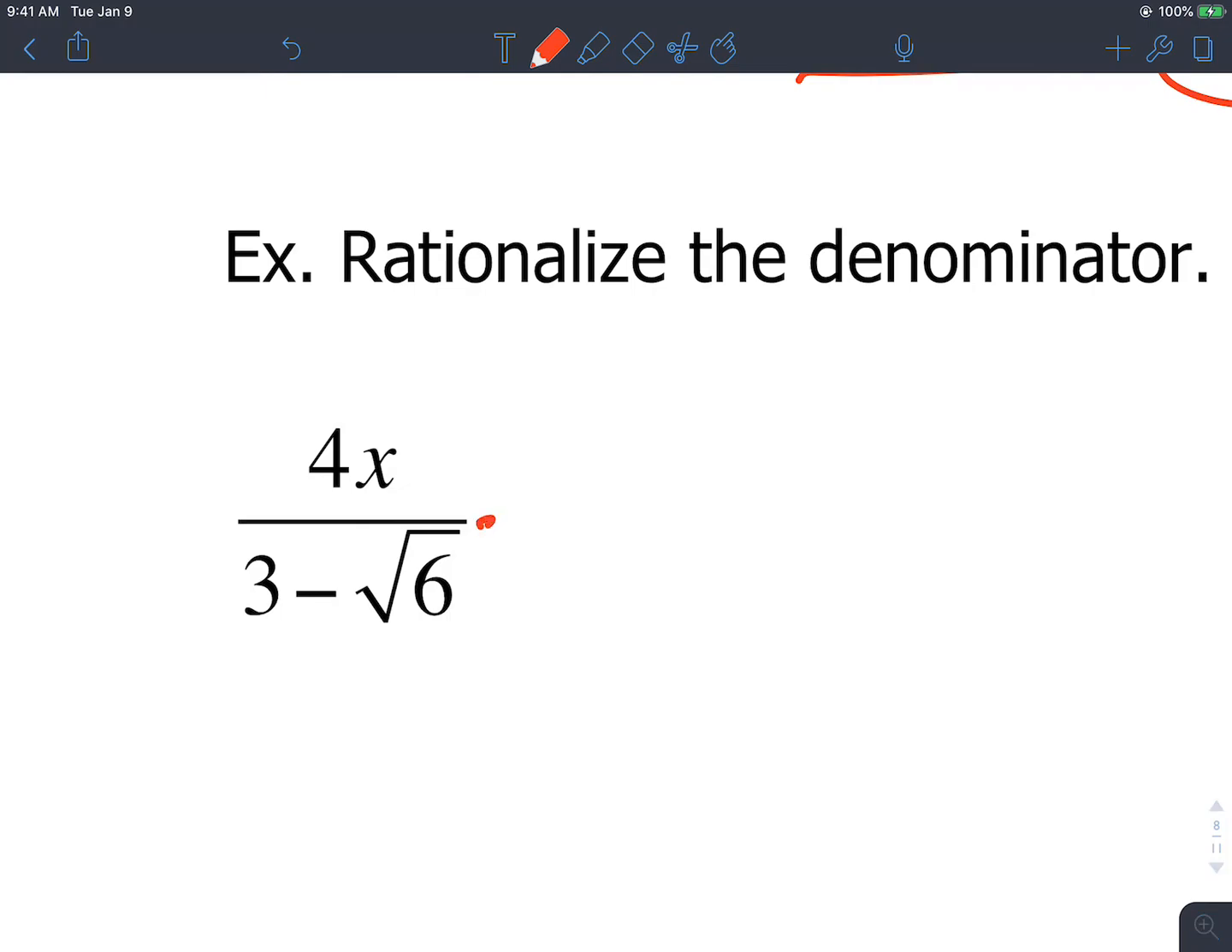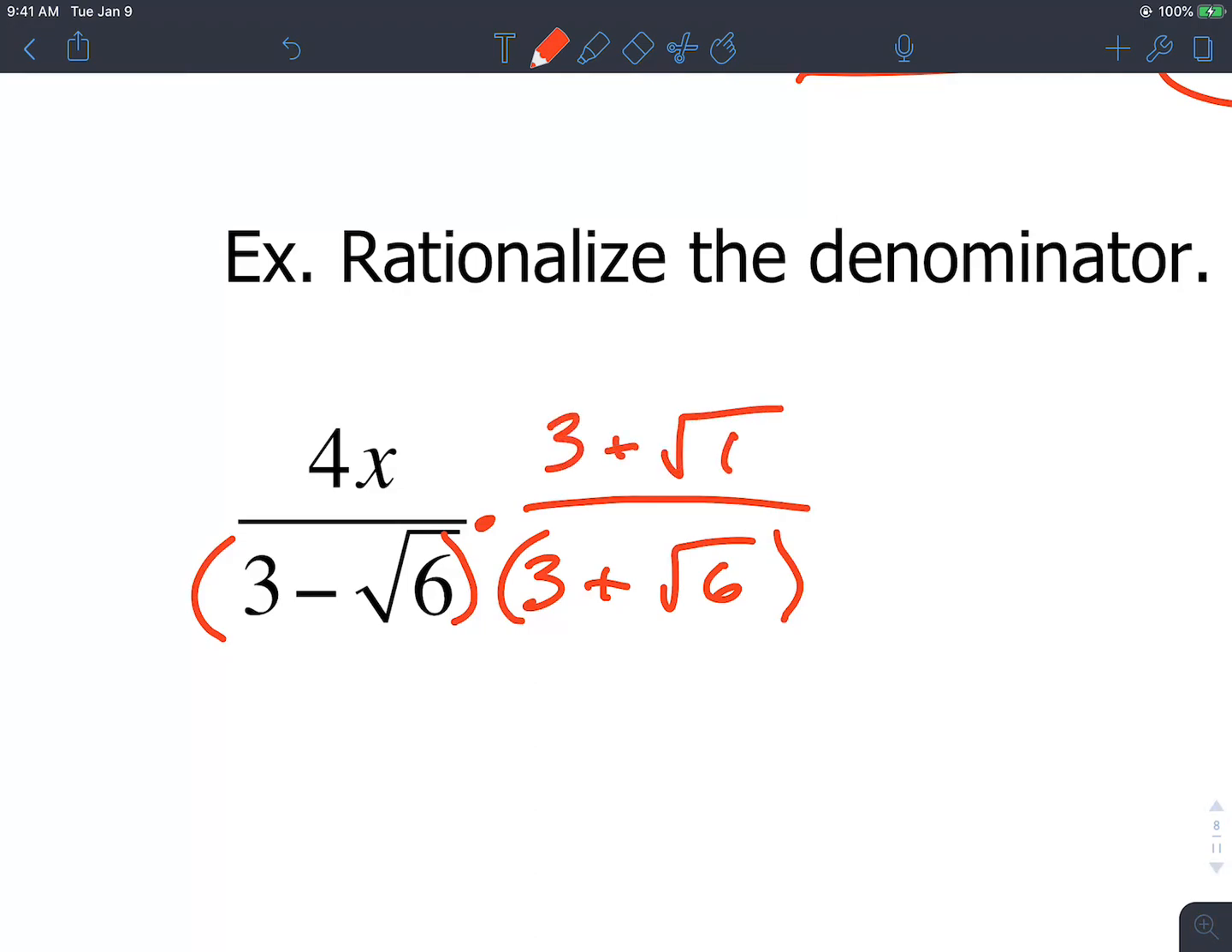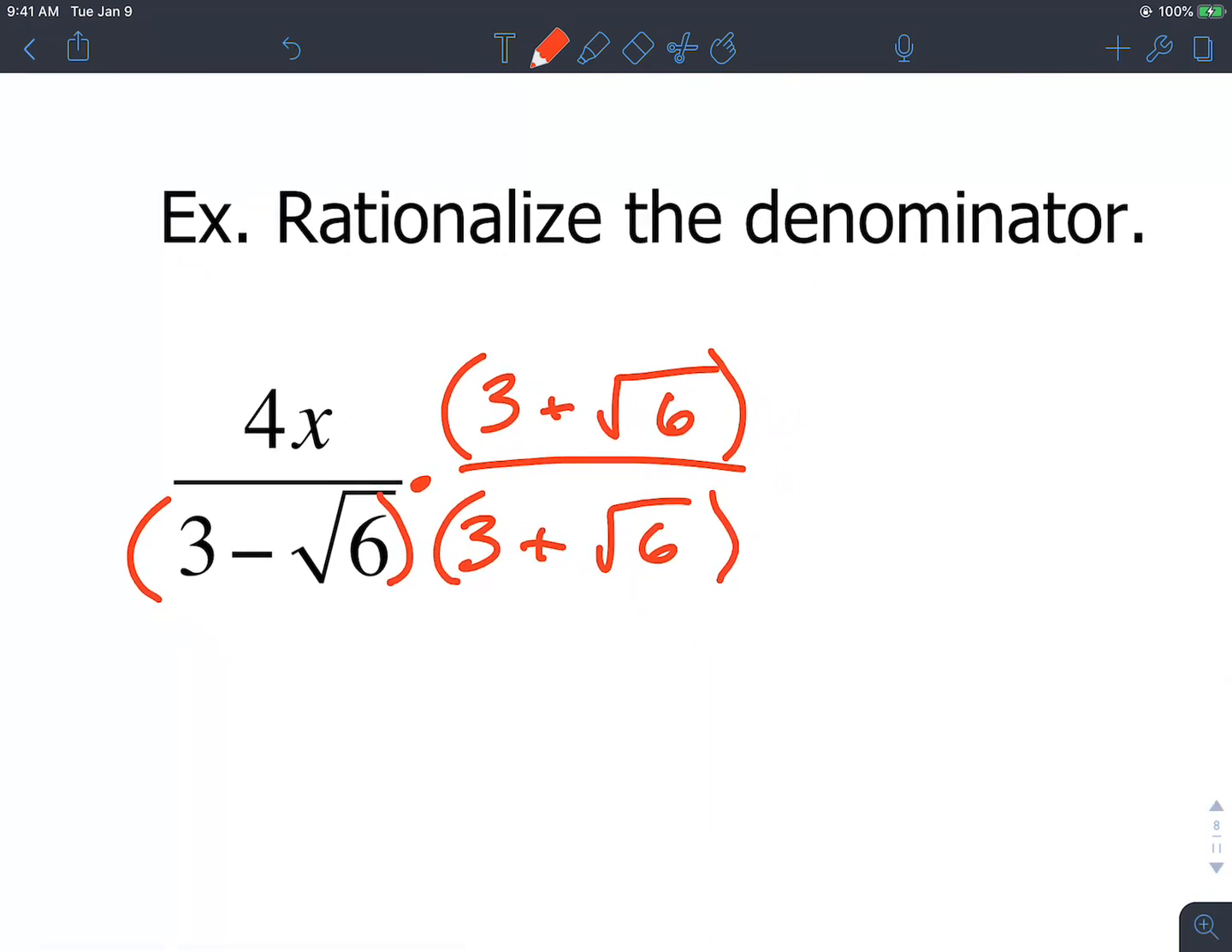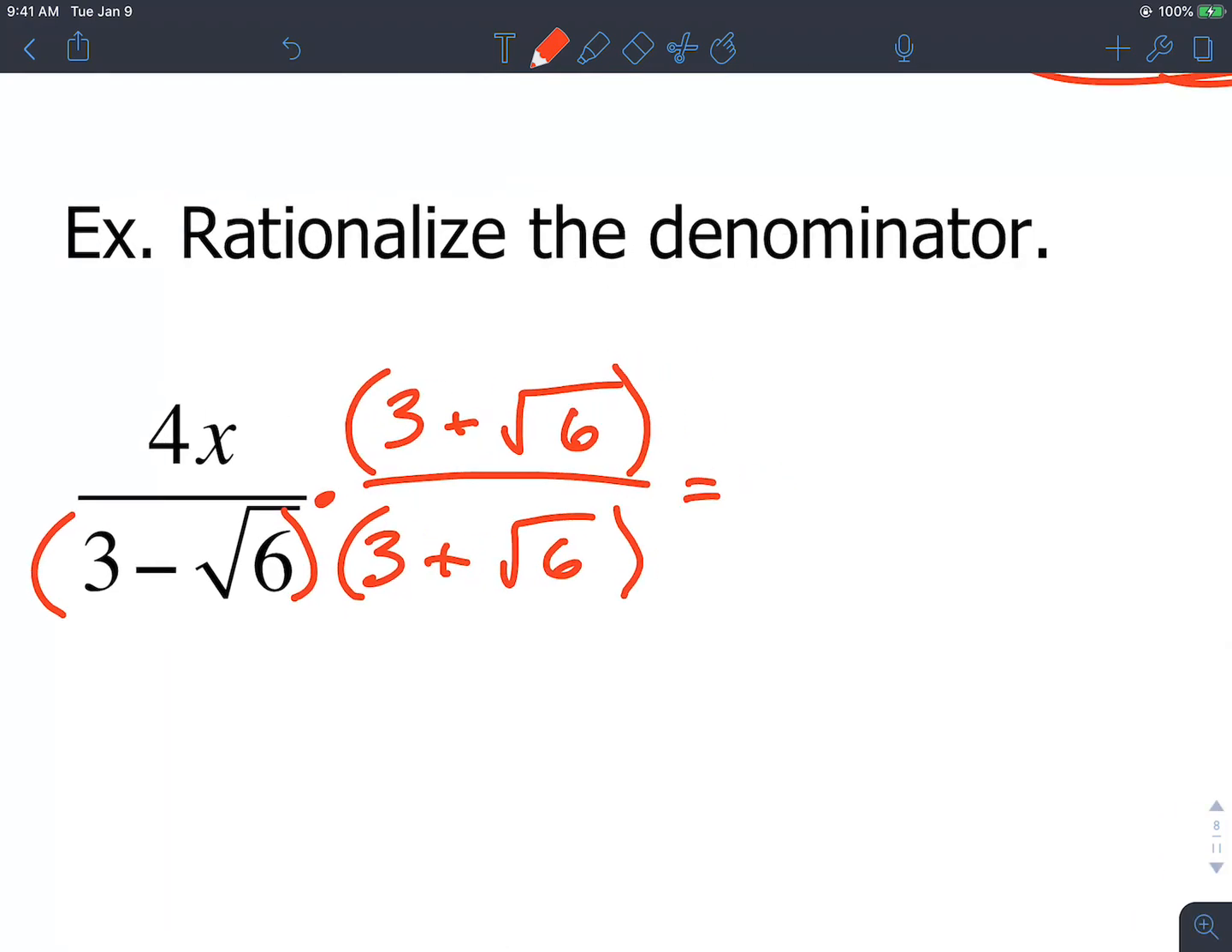All right. So with this first example here, the conjugate would be the binomial 3 plus square root of 6. If we multiply the bottom by that conjugate, that will get rid of radicals in the denominator. Typically in math, we don't like radicals in the denominator. Now whatever you do to the bottom of a fraction, you have to do to the top as well. So we'll go ahead and FOIL the denominator. If you want to use a shortcut, you can. If you just want to write it all the way out, you can. For this first example, I'll write it all the way out.